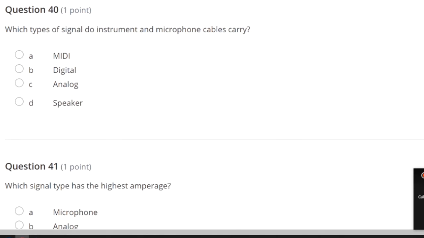Question 40. Which types of signal do instrument and microphone cables carry? A, MIDI, B, digital, C, analog, or D, speaker? Well, if you're hooking up microphone cables and instrument cables, you are preparing to carry analog audio. Jolts and squirts of electricity that correspond to twangs and pings of sound. Analog audio.